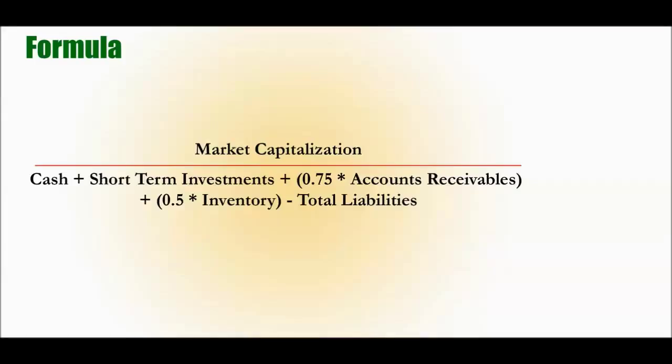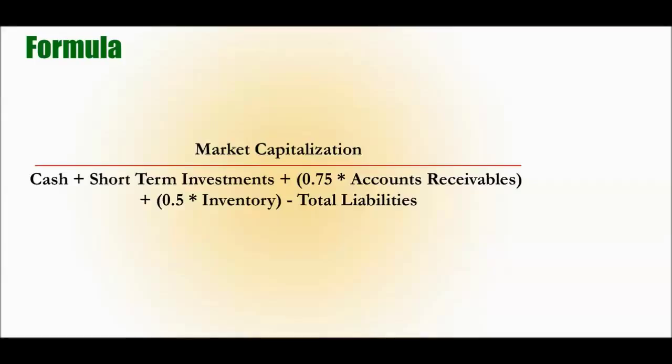So part of what makes this even more conservative is 75% of accounts receivables. You're assuming that in this scenario, you wouldn't be able to collect all the accounts receivables. Some customers wouldn't pay or what have you, or it costs you some money to get it. So 75% of accounts receivables, same concept with inventory. 50% of the value of inventory, because if you sold it, you may be forced to liquidate it.